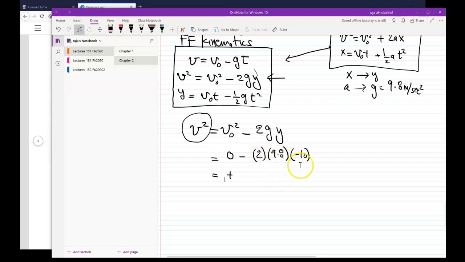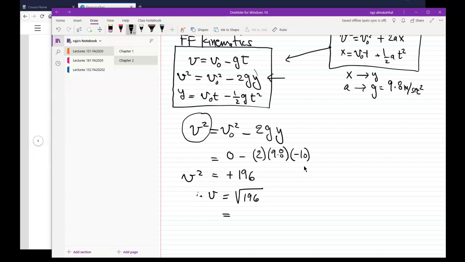2 times 9.8 times 10, and that will give me 196, I think. Let me just use my calculator. 2 times 9.8 times 10, it's 196. So I have here 196. And of course, this is velocity squared, so therefore velocity is equal to the square root of that, 196. And what is the square root of 196? I believe it's 14. Again, I'm using my calculator, and the answer is 14.